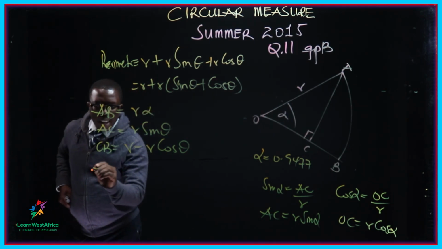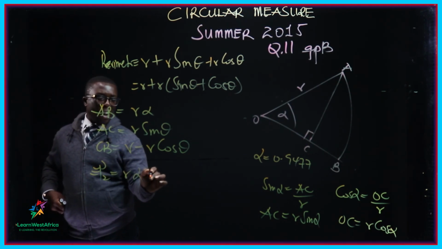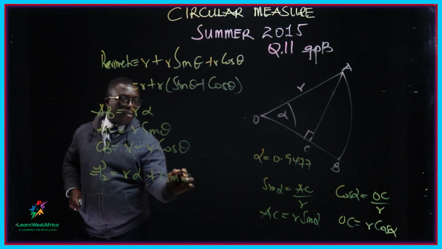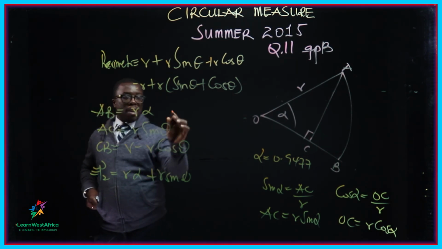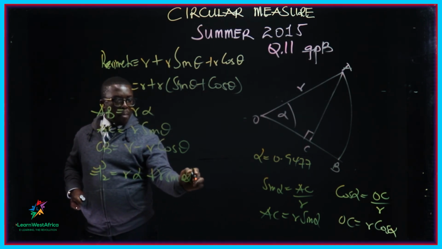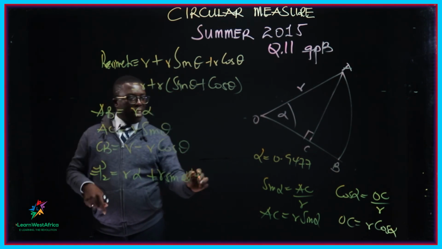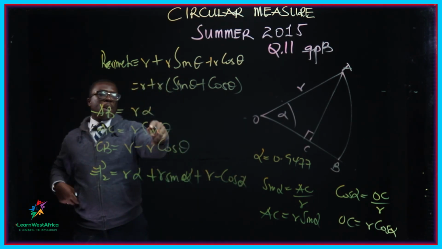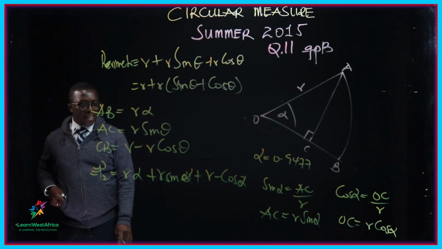So that perimeter 2 is going to give us R alpha plus R sine alpha plus R minus R cos alpha. I'm sure we should have put alpha in place of all that. So wherever you have the theta, you put the alpha there. So that's what you get for our relation.